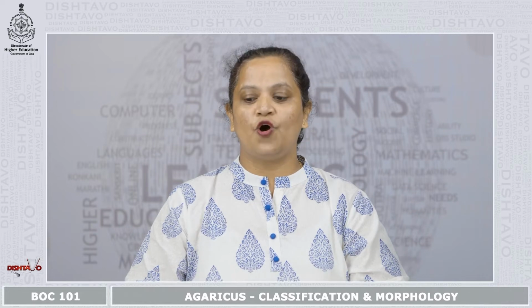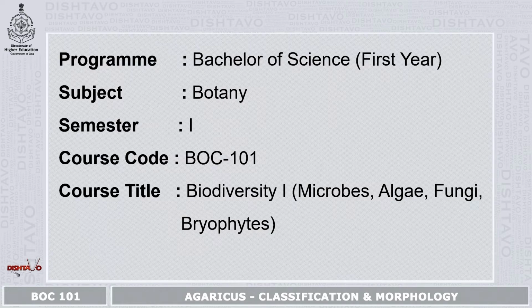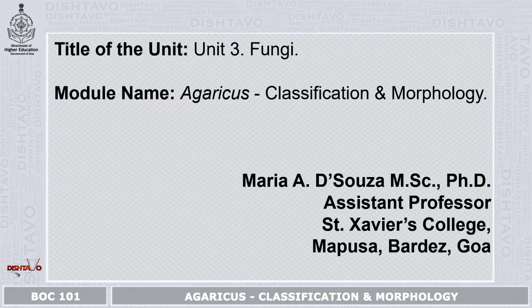To the students of First Year Botany, Semester 1, Course Code BOC 101, Course Title Biodiversity 1, Microbes, Algae, Fungi, and Bryophytes. The title of the unit, students, Unit 3, Fungi, Module name, Agaricus, Classification and Morphology.